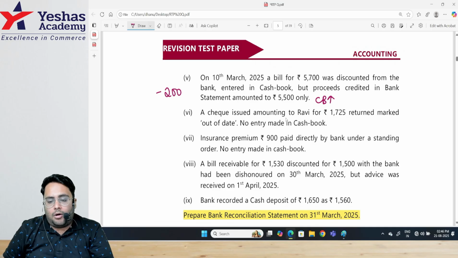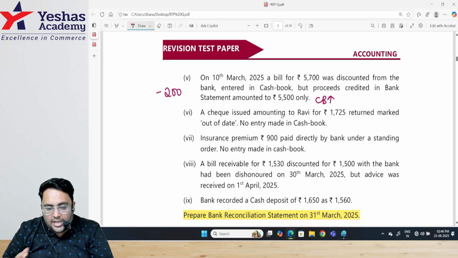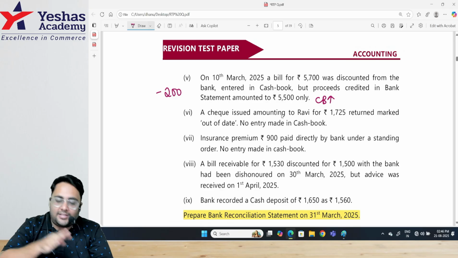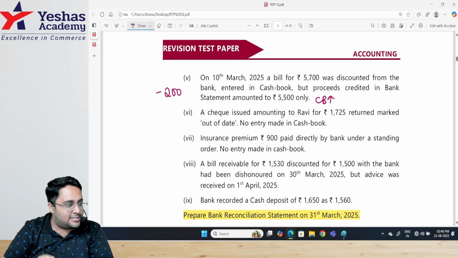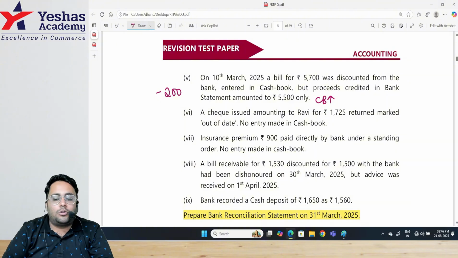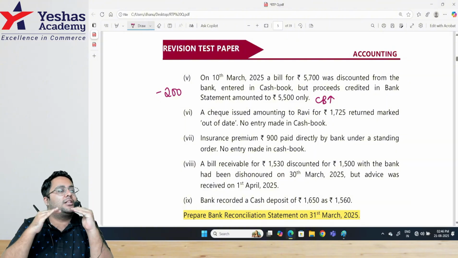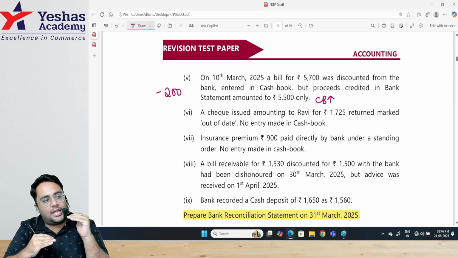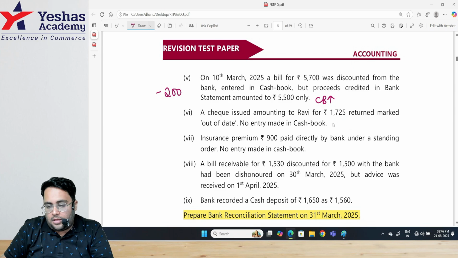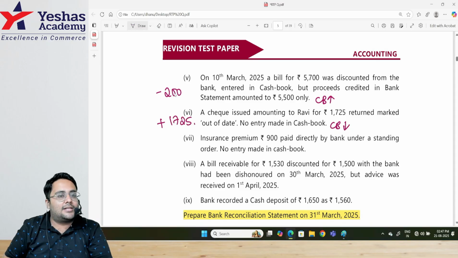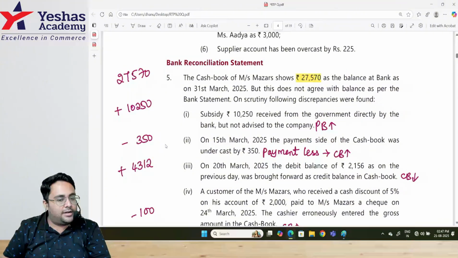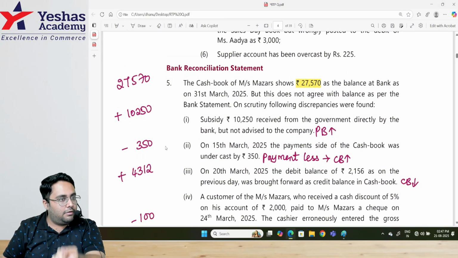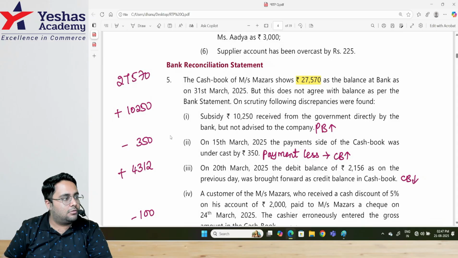A check issued amounting to 1725 to Ravi was returned marked out of date, no entry made in the cash book. You issued a check, cash book has gone down. The check was returned, passbook no entry. Cash book starting point, what to do? Add. Cash book had gone down. How much will you add? 1725. I hope you are calculating on the calculator? I need to know the final answer. So whatever we are doing, add or deduct, please type on the calculator also.